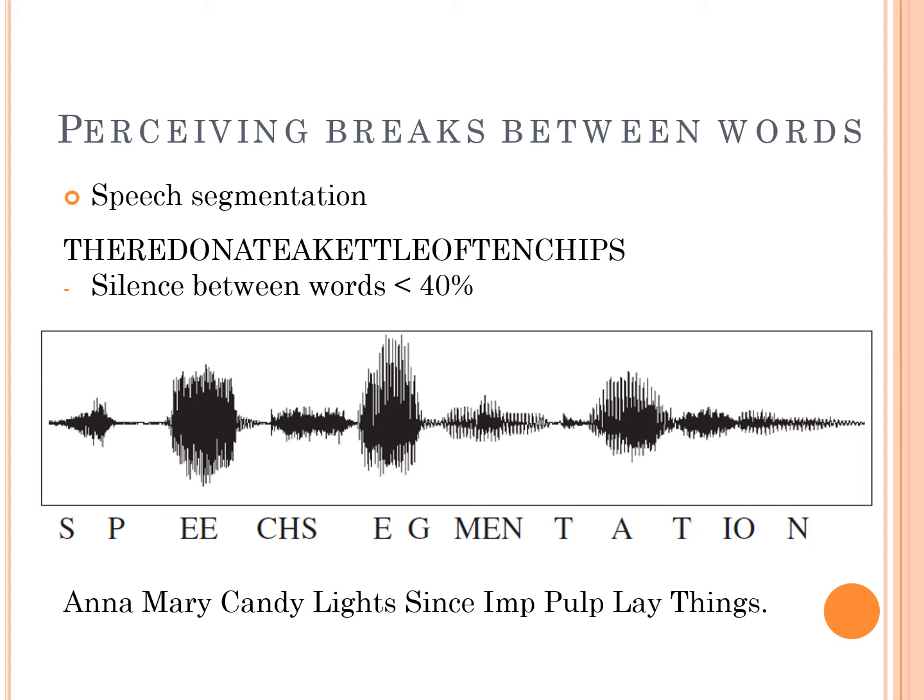And I'm going to go ahead and do the one underneath that. Anna Mary Candy lights since imp pulp lay things. If you try to say that really fast, I have a hard time because the imp pulp lay things doesn't come out the way you would think. But I hope it's obvious that this is a speech stream, a sentence where the speech segmentation has been changed and messed up.